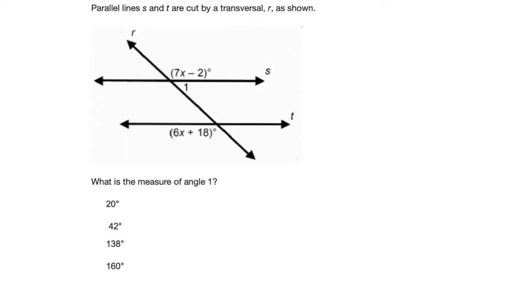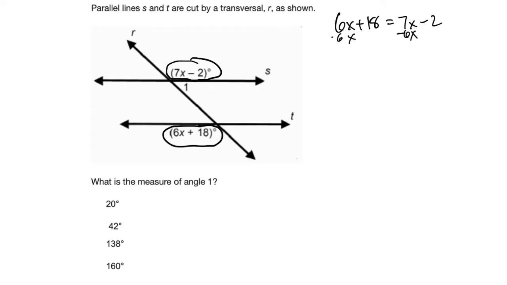Parallel lines S and T are cut by transversal R as shown below. What is the measure of angle 1? Okay, so I can figure out what this is based on the fact that these are alternate exterior angles, so I can set them equal to each other, right? By setting them equal to each other, with 6x and 7x, I can figure out what the value of x is, okay?